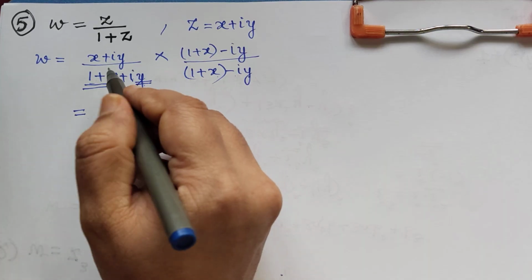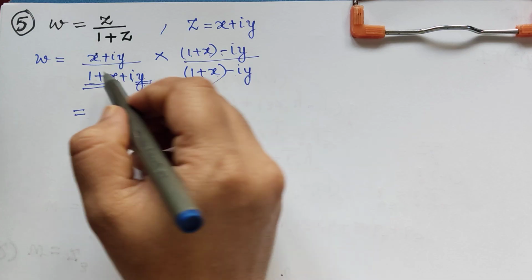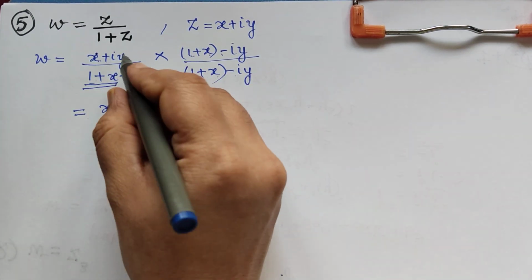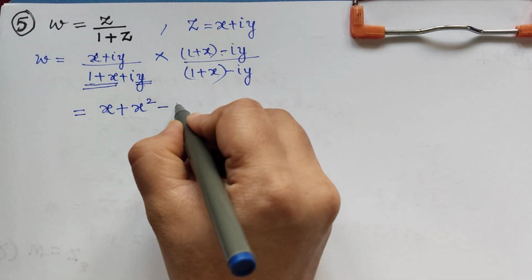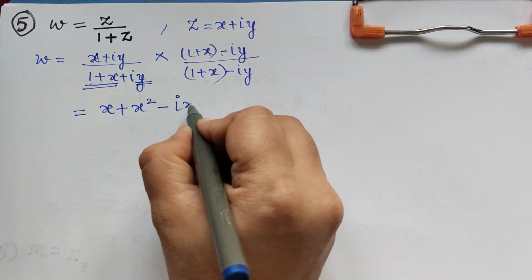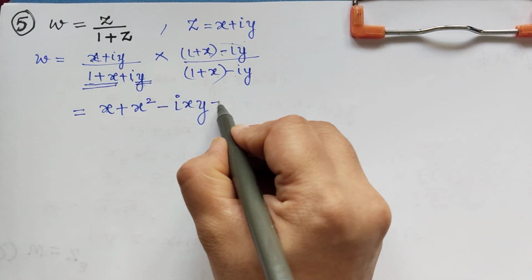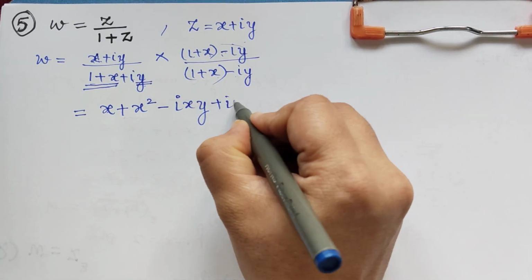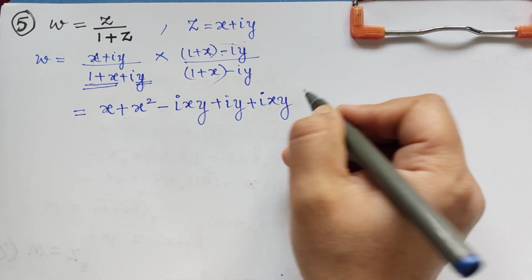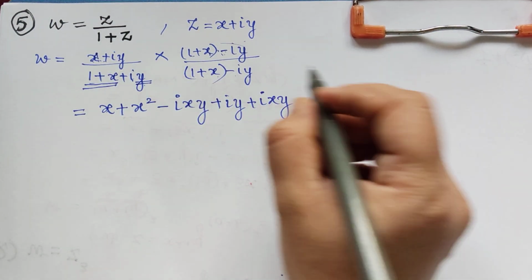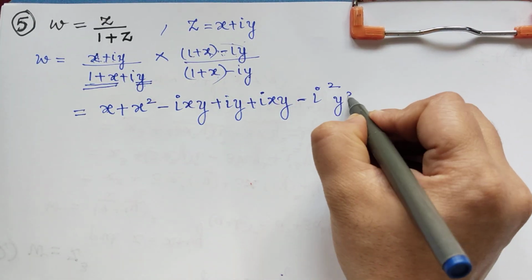Now we can multiply these two terms, that is x will be multiplied with 1 plus x. So it will become x into 1 is x, plus x multiplied with x is x square, and then minus i, x multiplied with y is xy. Now the term iy will be multiplied with this. So plus, with 1 when we multiply we get iy, with x when we multiply we get ixy, and plus into minus is minus, i multiplied with i is i square, and y multiplied with y is y square.